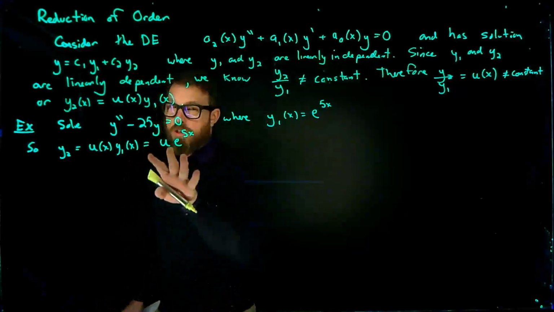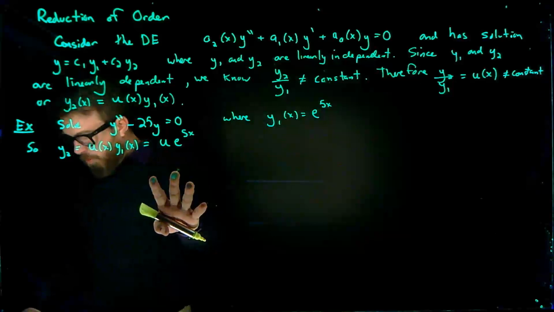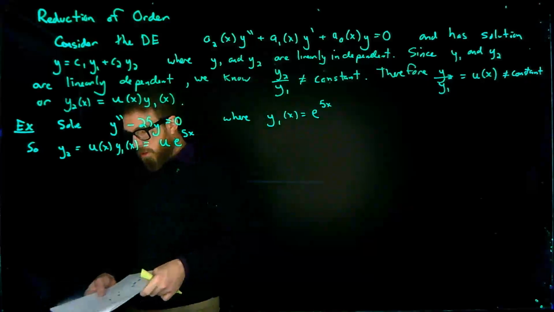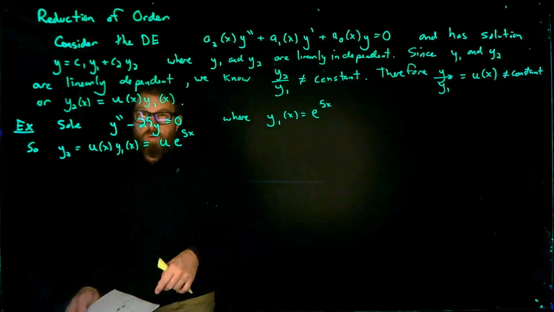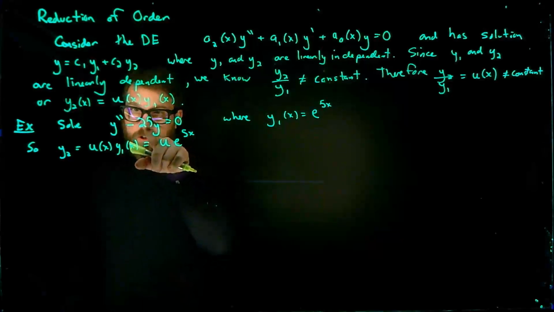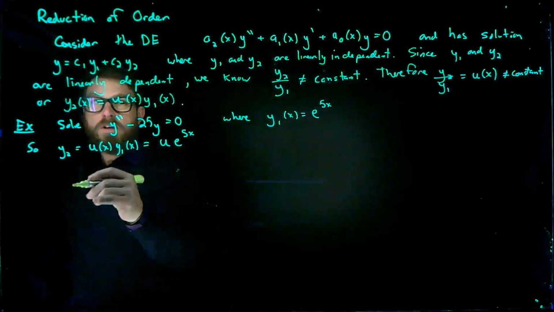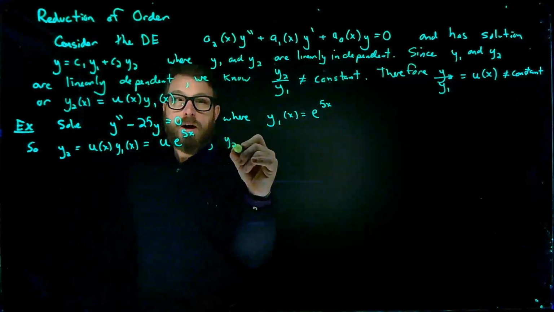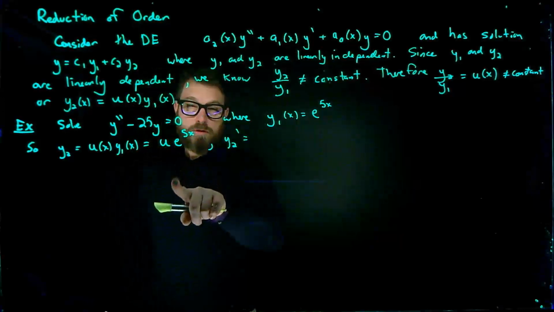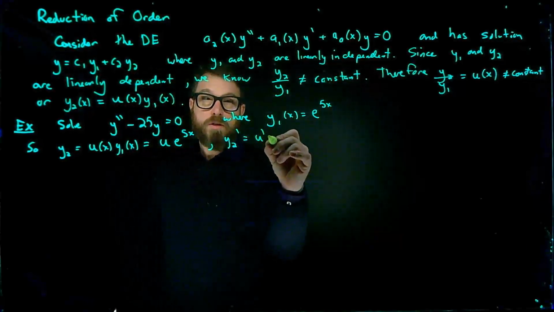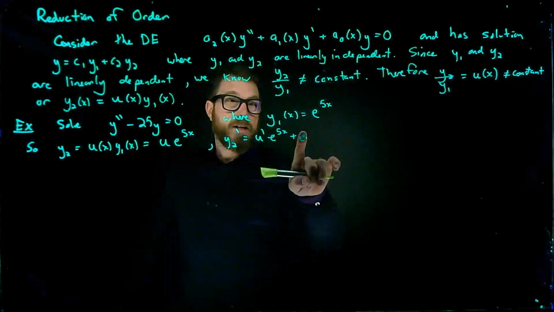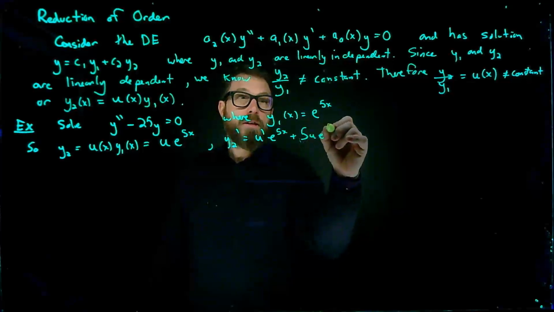So this is also supposed to be a solution, which means if I plug this back into this differential equation, this still better work. So I know that this is the y function, and I'm also going to need the second derivative. So y2 prime of x is going to be, now remember, u is a function of x, so we're going to have to use the product rule. It's going to be the derivative of the first times the second, plus the first times the derivative of the second, so we're going to have 5u e to the 5x.